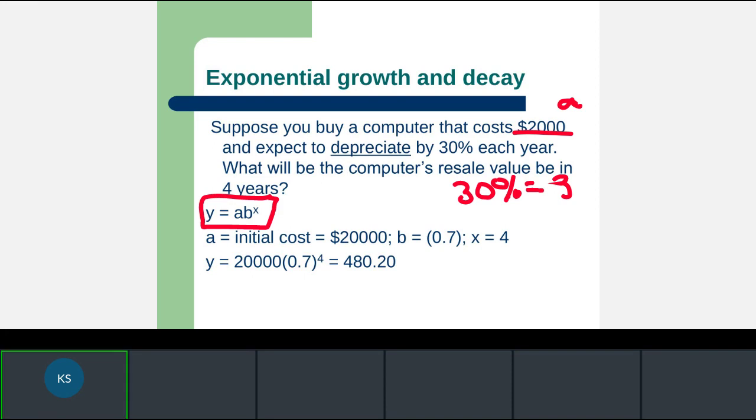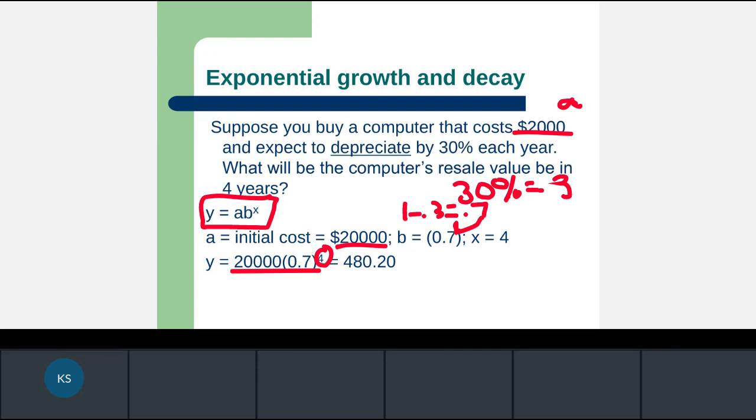So y equals A times b to the x. A is 2,000. That looks like 20,000. This should be 2,000. B, to find our rate, we're going to take 1 minus the rate. So 1 minus 0.3, which is how we get this 0.7. And then our x is our years, which is 4. You would just type this into your calculator.